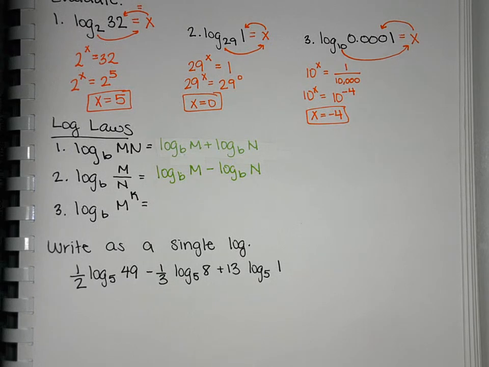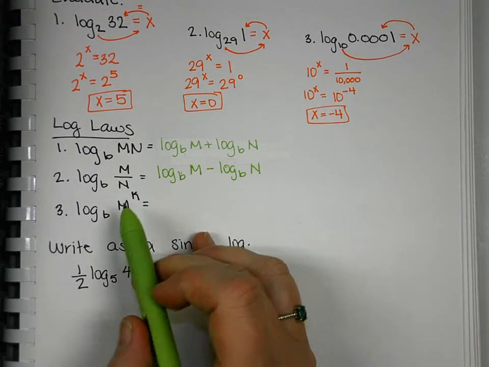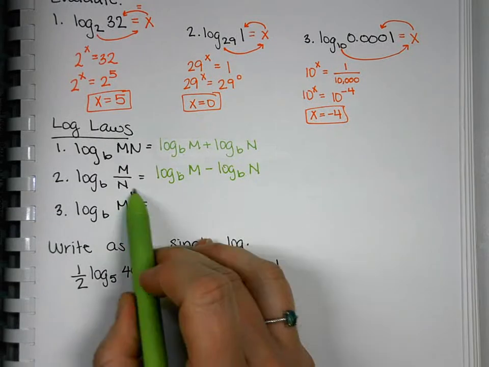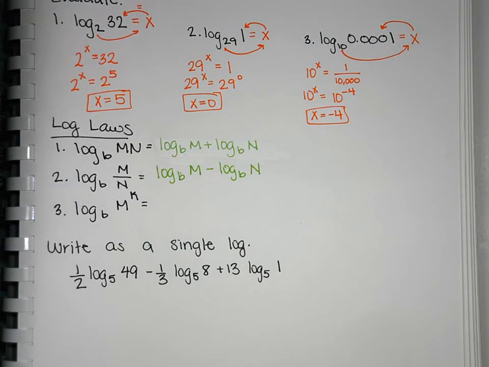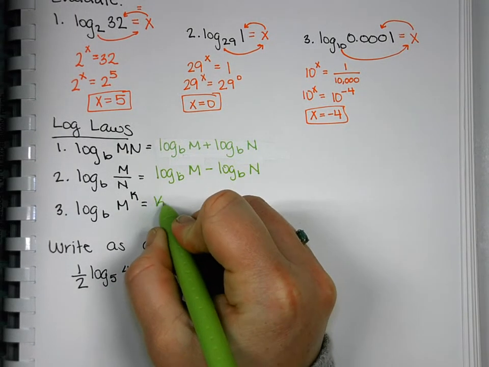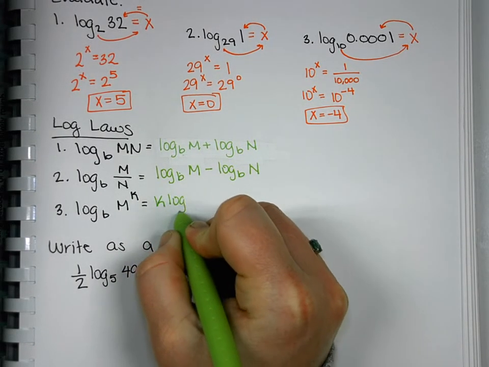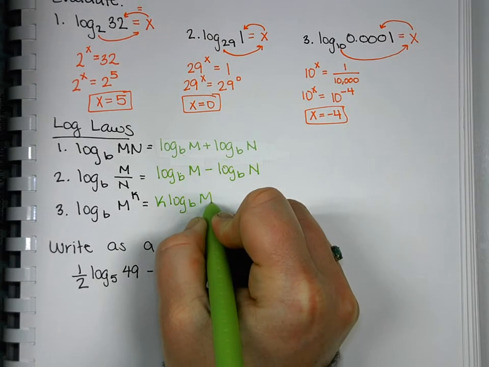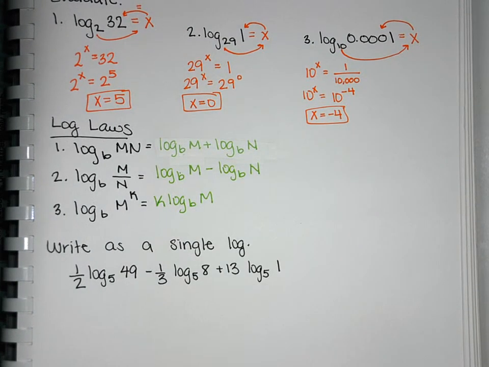And then the last thing is, how can we rewrite it if we have a power inside of our log? So we have an exponent inside of a term of our log. How can we rewrite it? By bringing that exponent out front as a coefficient, we now have a log of just a single term.